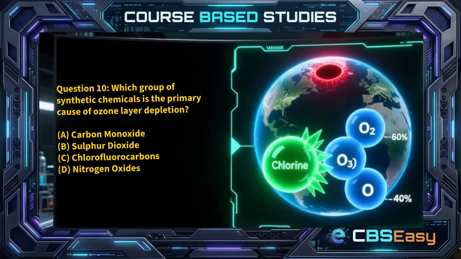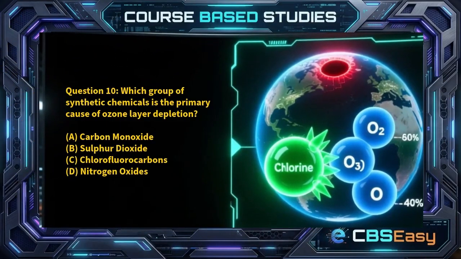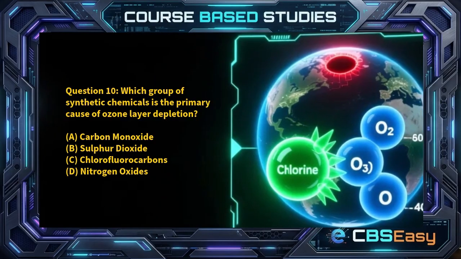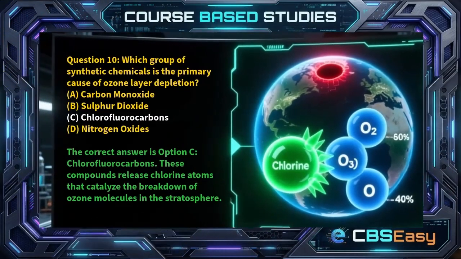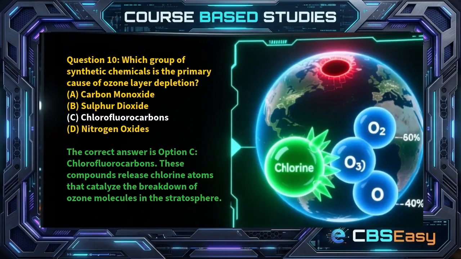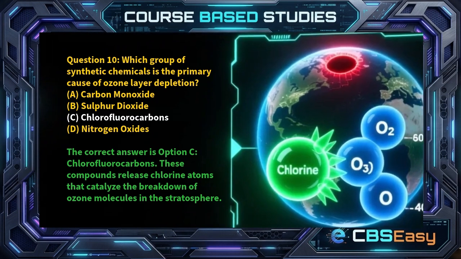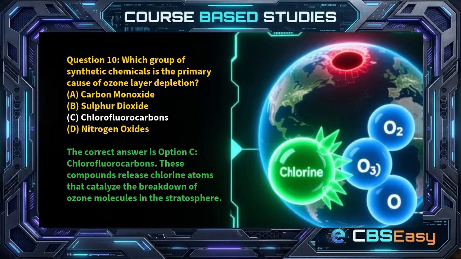Question 10. Which group of synthetic chemicals is the primary cause of ozone layer depletion? The correct answer is option C, chlorofluorocarbons. These compounds release chlorine atoms that catalyze the breakdown of ozone molecules in the stratosphere.